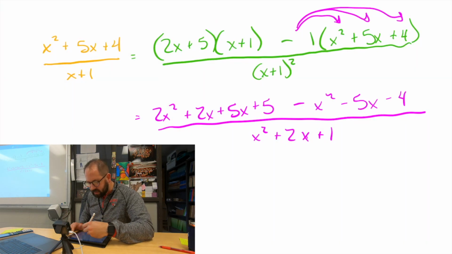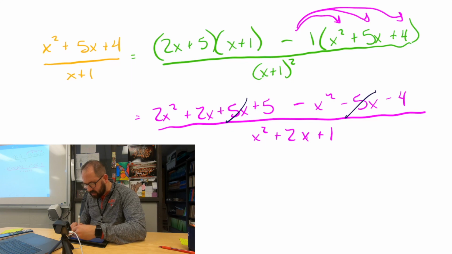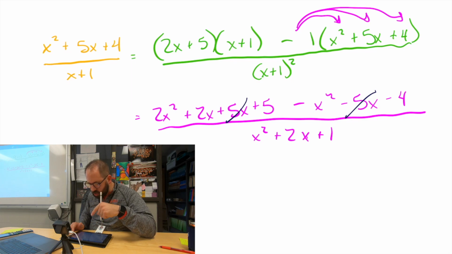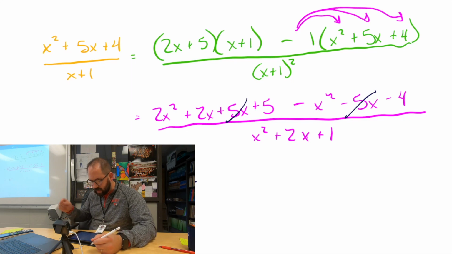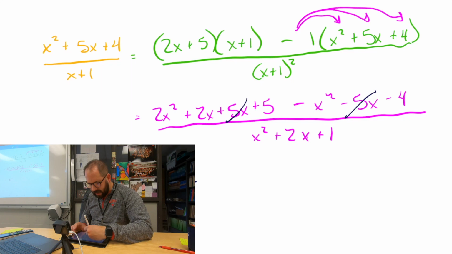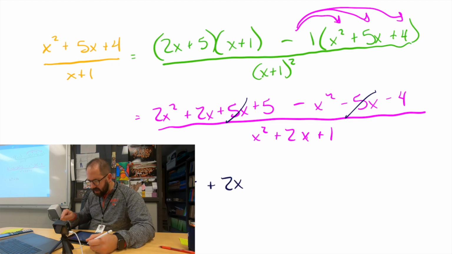Anyway, subtracting. All right. So the 5x's cancel. The 4's cancel, or not the 4. Let's review that. The 5x is definitely canceled. The 2x is still left there, and the x squared. So the top is actually going to end up being 1x squared. That's 2x squared minus 1x squared. It'll have a 2x, and then 5 minus 4 is 1.